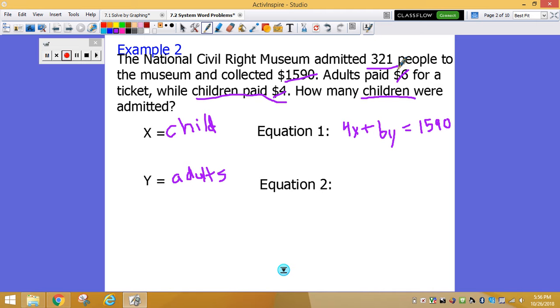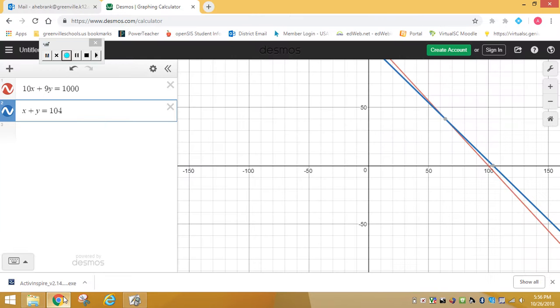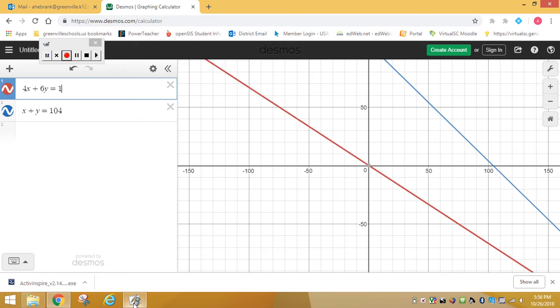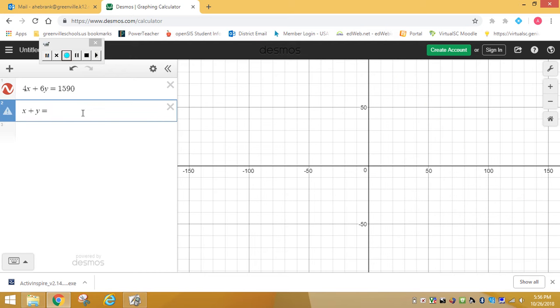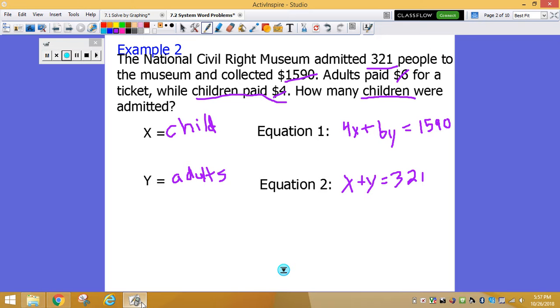So my other equation has to be 321. So in total there were 321. So I'm going to add up all my children and all my adults, and they have to add up to 321 people. Now I'm going to go to Desmos to find my answer. So it's 4X plus 6Y equals, what did they spend, $1,590. And my other one is X plus Y equals 321.